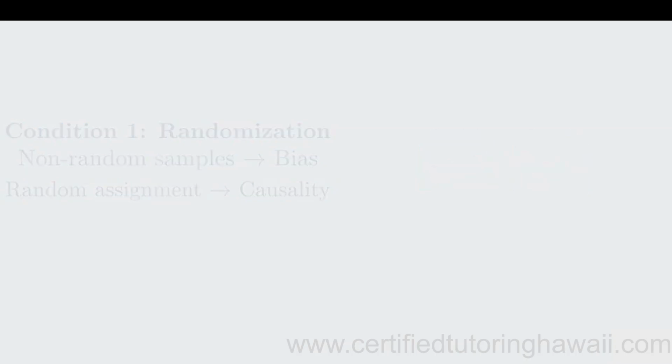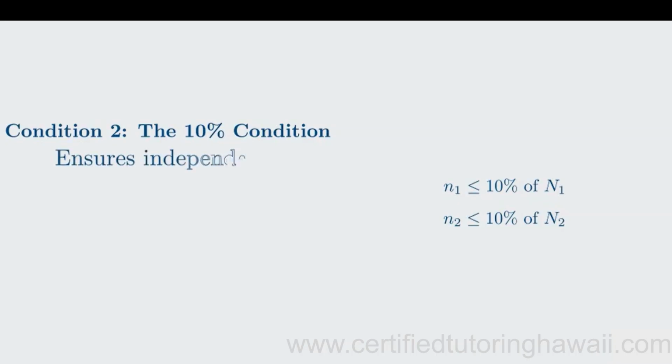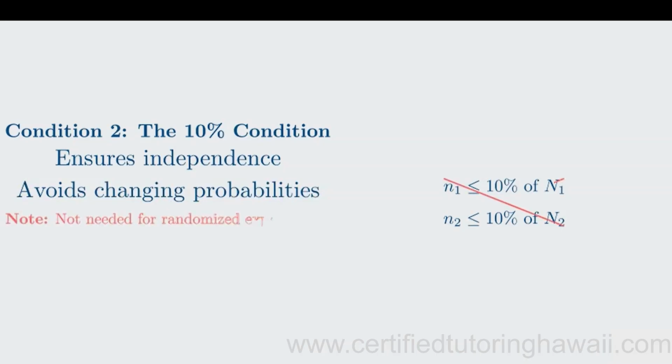Second is the 10% condition, which is specifically for sampling without replacement. We need to ensure that each sample size, n1 and n2, is less than or equal to 10% of its respective population size. We check this to ensure that the observations within each sample are virtually independent. If we take too large a chunk of the population, the probability of picking the next person changes too much. However, if you are working with a randomized experiment rather than sampling from a large population, you can skip this 10% condition. This is a common point of confusion, so always check if you are looking at an observational study or an experiment.